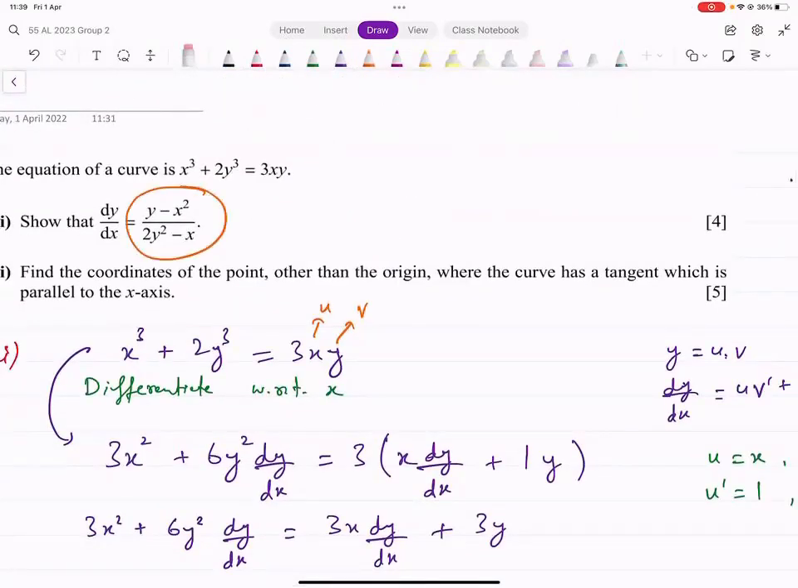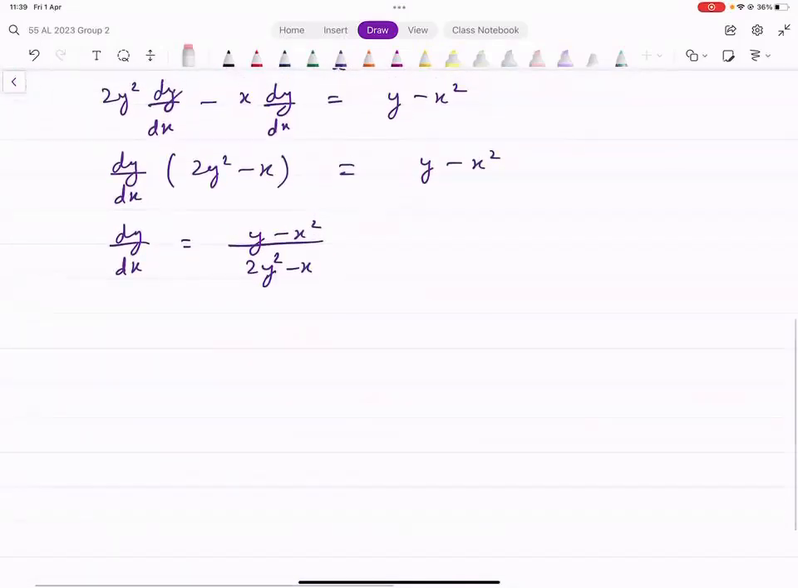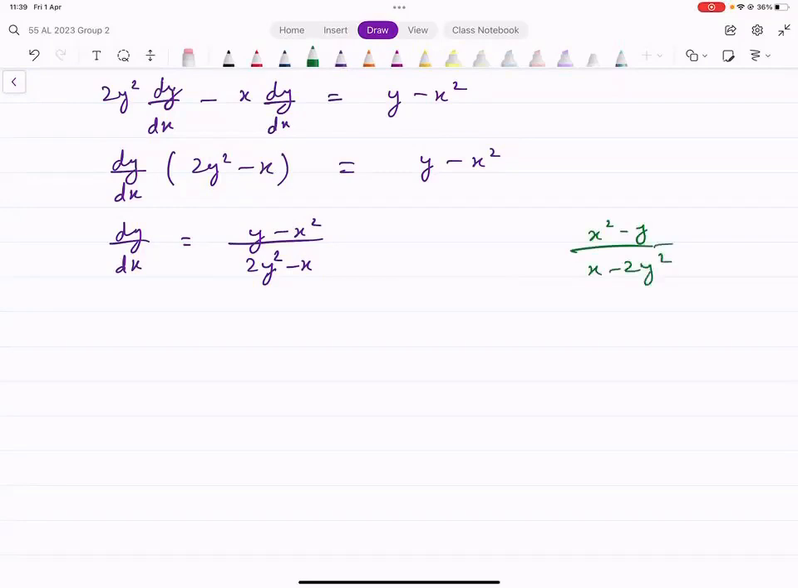So some of you who might have tried to do it yourself without looking at what I'm doing here, you might have got to this step at the end: x square minus y over x minus 2y square. Anybody who actually got it? Yes, Ariva got it. Sorry. Yeah, so you might end up with this at the end.